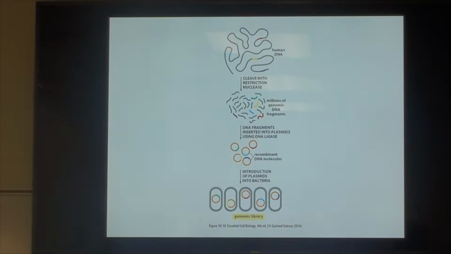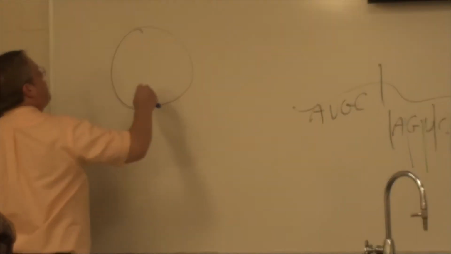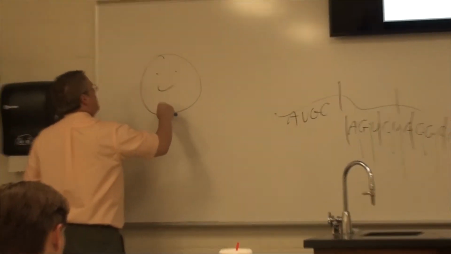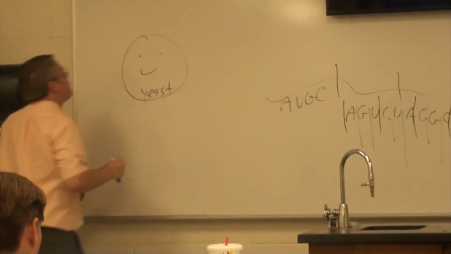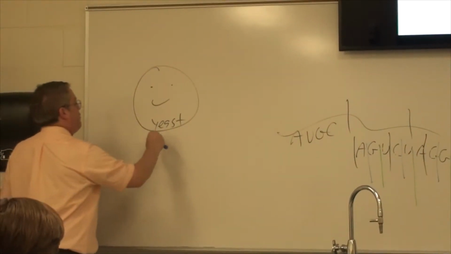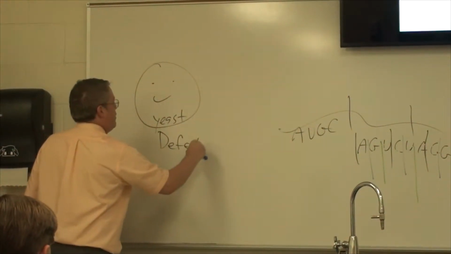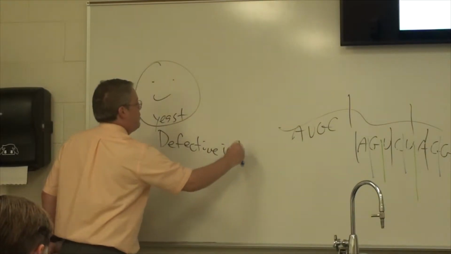One example of using a library: you could make a yeast library, say, for example. Let's say that you have, and I'm sure this has been done, a yeast cell. This is your yeast cell. And it is defective in leucine synthesis.